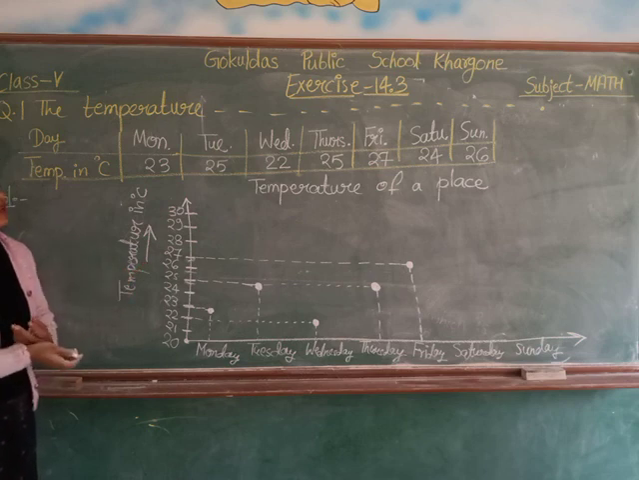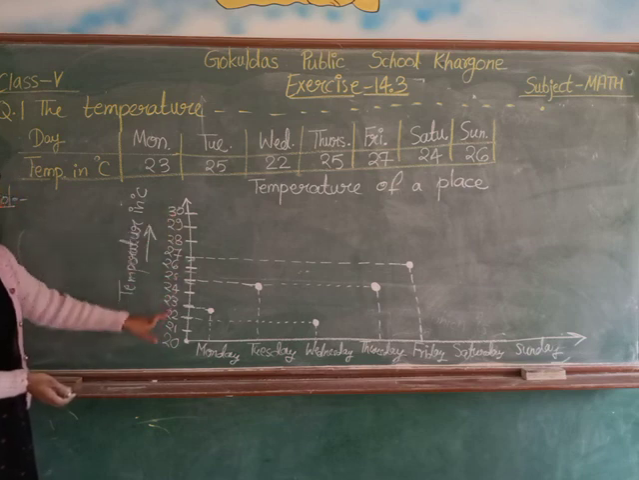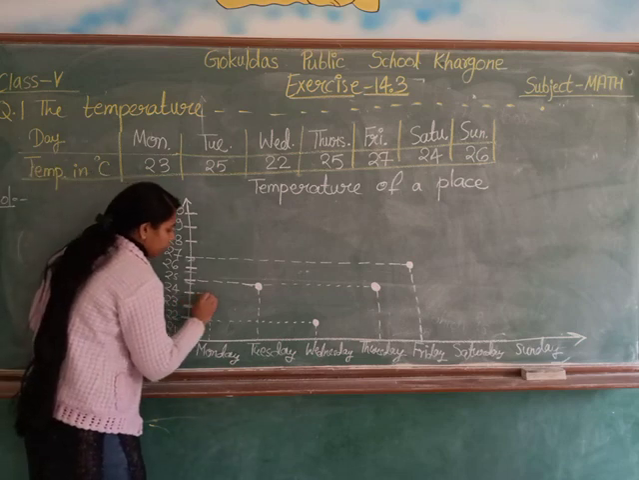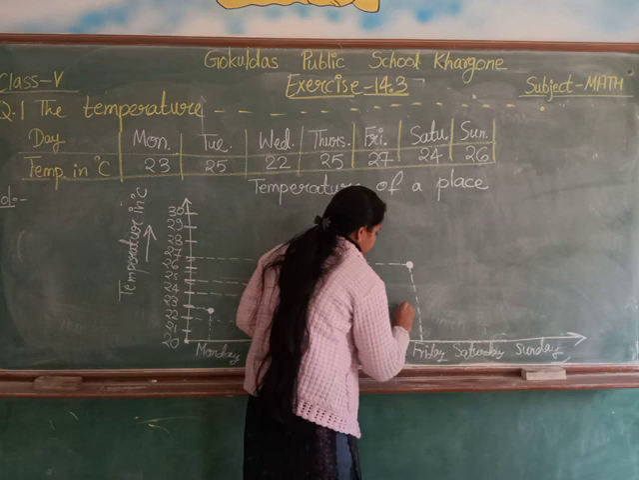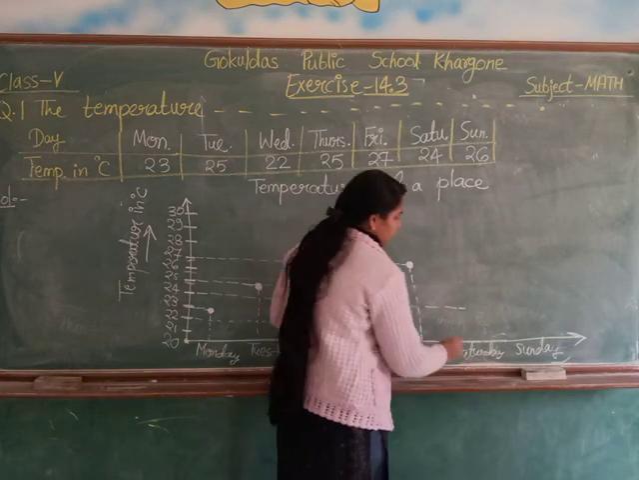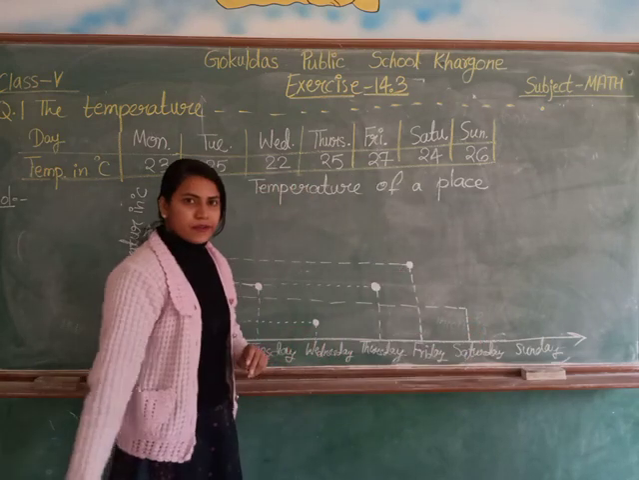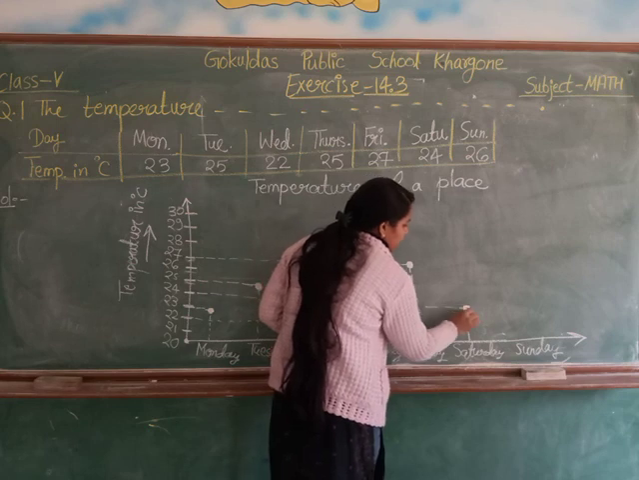Now on Saturday the temperature was 24 degrees C. So find out where 24 is written on the vertical axis. 24 is here. Draw the dotted lines till you get Saturday. Saturday is here. Now draw a vertical dotted line. Okay? We got the intersection point, so draw a point here.